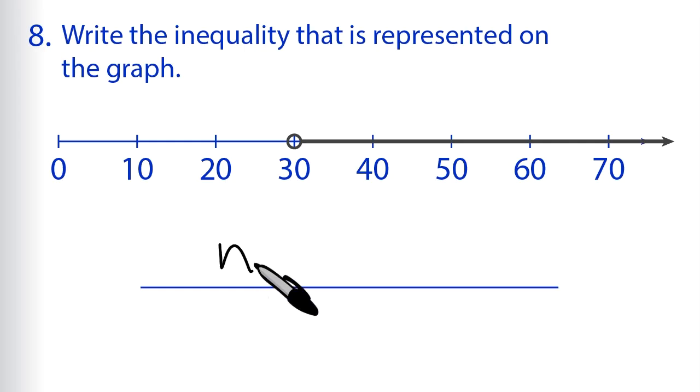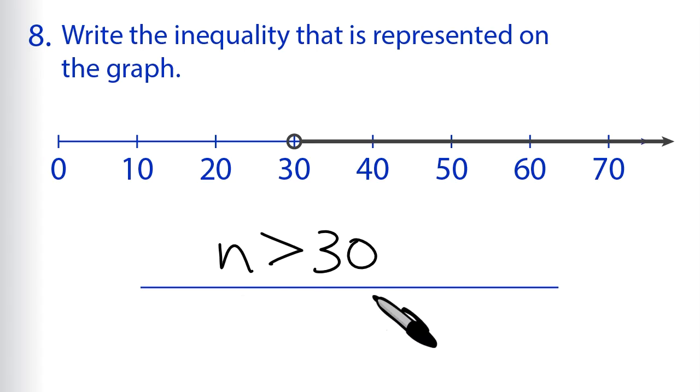So we'll go n is greater than, and we don't do the "or equal to" because it's an open circle. So that means the 30 is not included. Only numbers that are greater than 30. So this graph represents the inequality n is greater than 30.